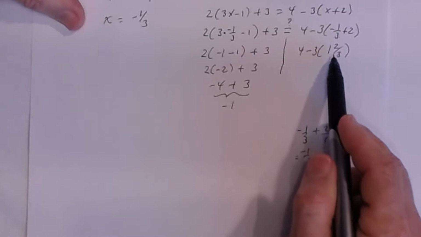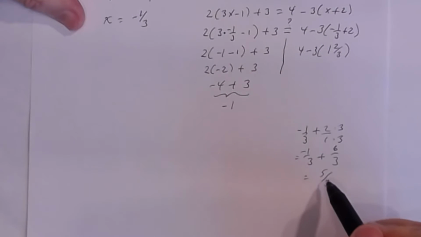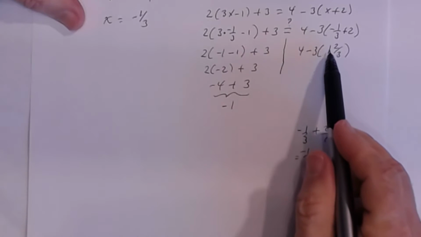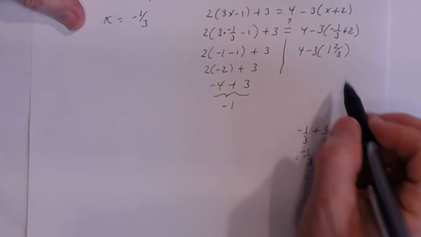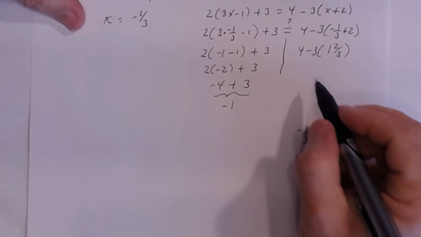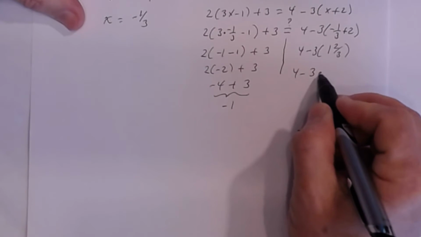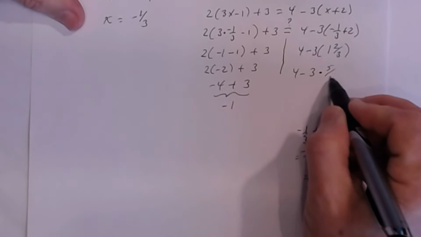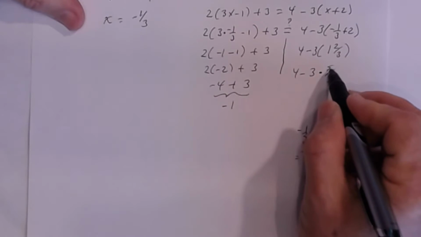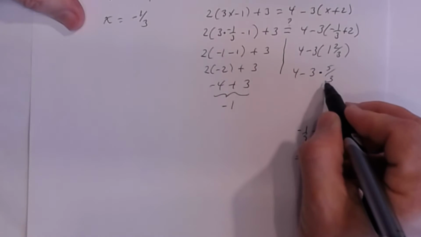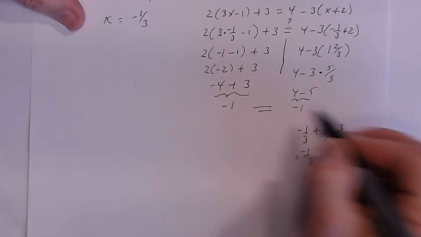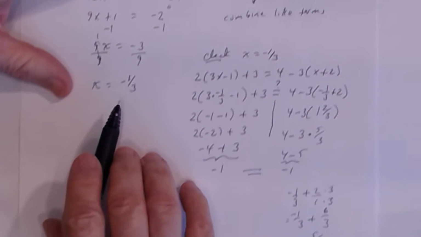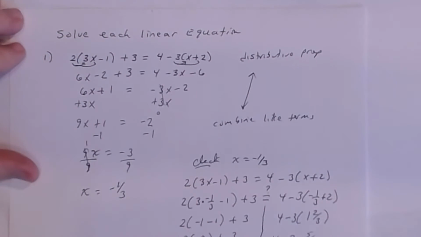Remember, this is a mixed number. Changing a mixed number to an improper fraction, you say 3 times 1 is 3, 3 plus 2 is 5. So I'm going to go ahead and rewrite this mixed number as an improper fraction. So I get 4 minus 3 times 5/3. But 3 times 5/3 is 5. So it becomes 4 minus 5, and 4 minus 5 is a negative 1, and those are equal. So negative 1/3 is a solution to this equation.